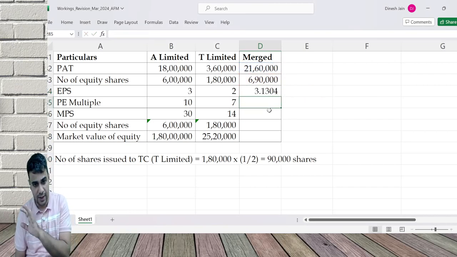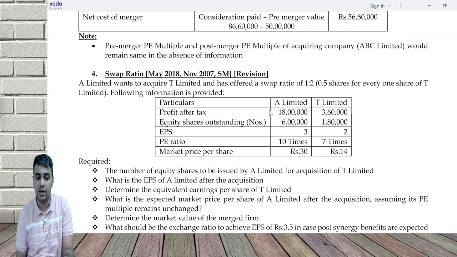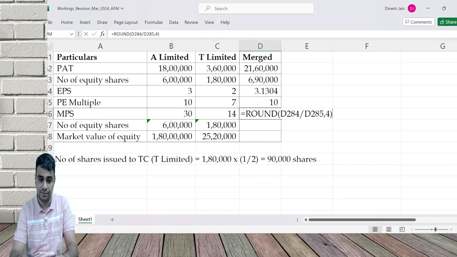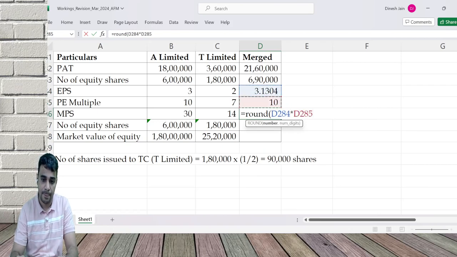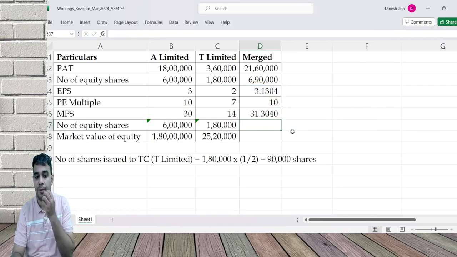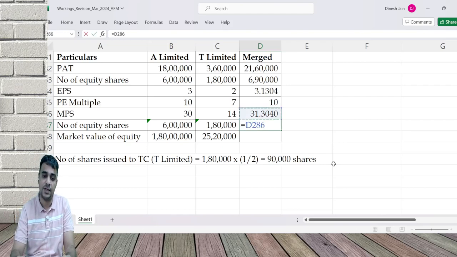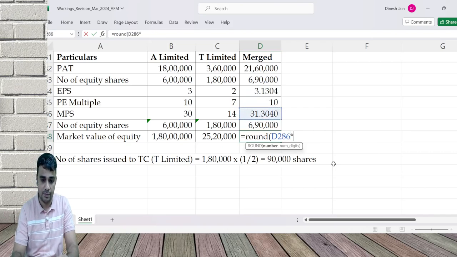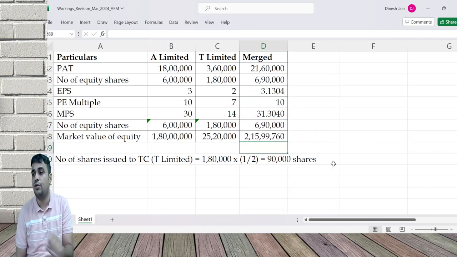You can read the question if nothing is given. Same P/E multiple continues. I think here it is given also. They've said what is the market price after the acquisition, assuming the P/E multiple remains unchanged. So in MPS, 31.3040. Number of shares is 6 lakh 90,000, and I do multiplication. It is 2 crore 15 lakh 99,760.